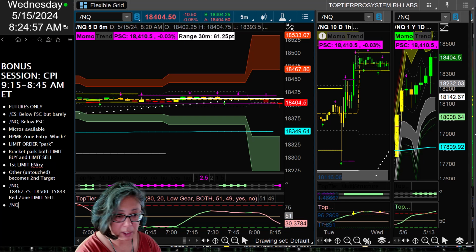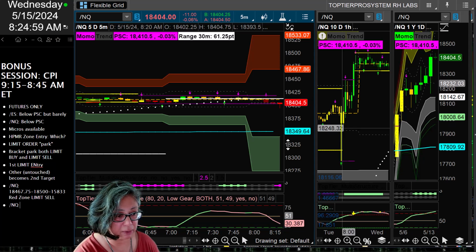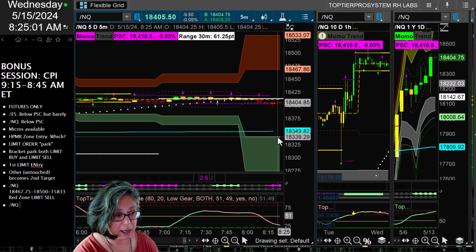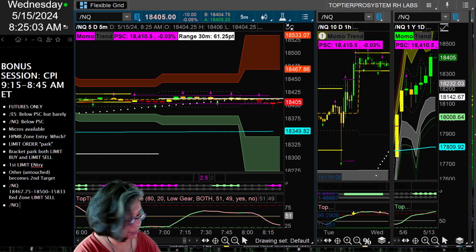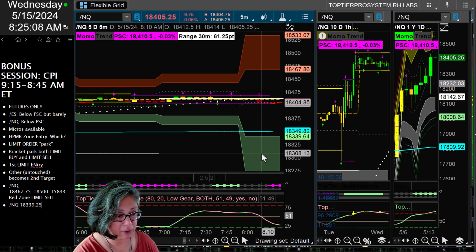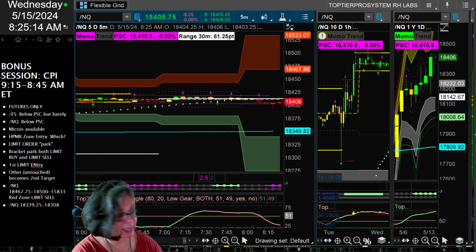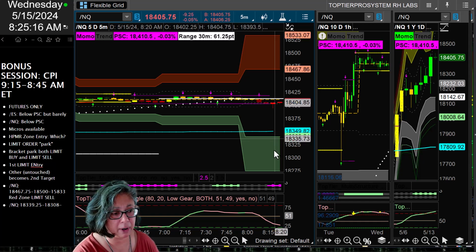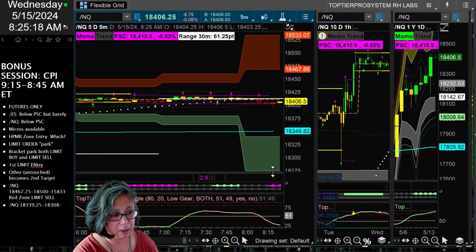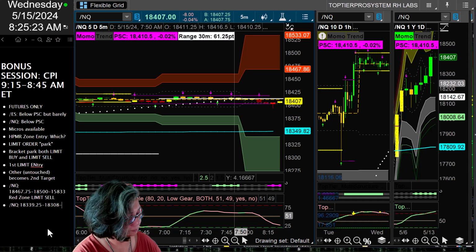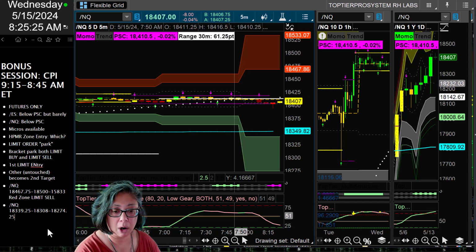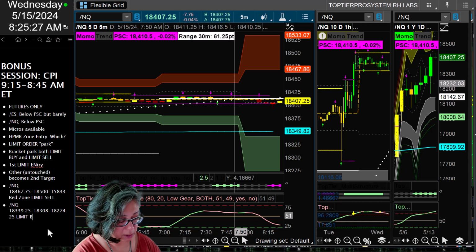On the NQ to the downside, the green zone starts, as you can see here, at about 18,339.25. The middle of that range is right around 18,308. Notice I'm not getting out my protractor and getting really specific, but just the upper, the center, that middle, and the bottom edge, 18,274.25. Those are where I will park the limit order to buy.